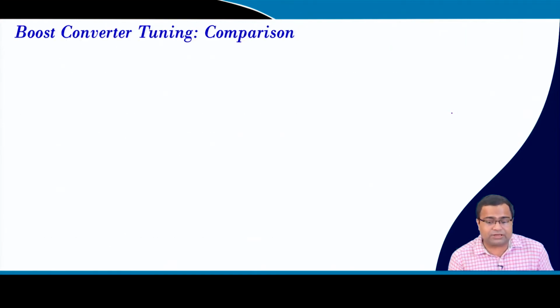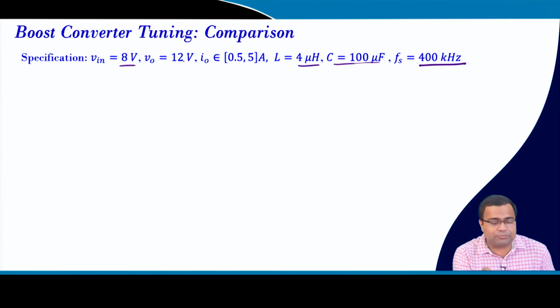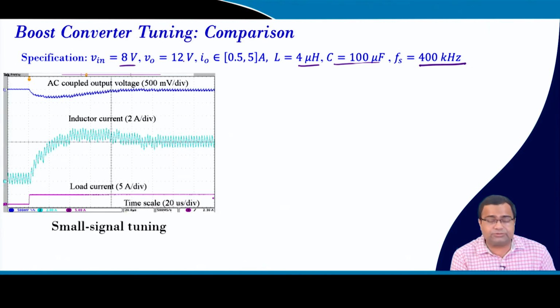Now, I want to show some boost converter experimental results. It is under 400 kilohertz switching frequency, 100 microfarad capacitor, 4 microhenry inductor, and 8 volt input, 12 volt output. This is using small signal tuning in current mode control, where your load current increases from 0.5, that means it is changing from here to here. This is the inductor current, remember, average inductor current.